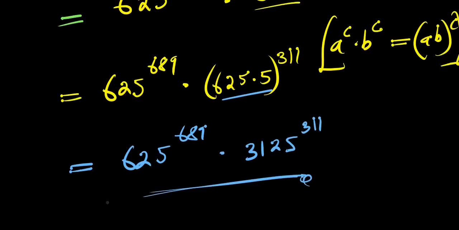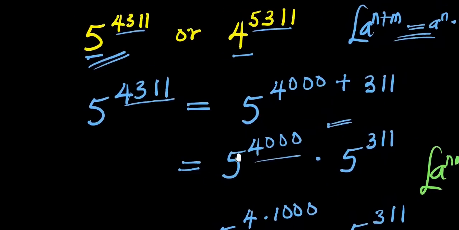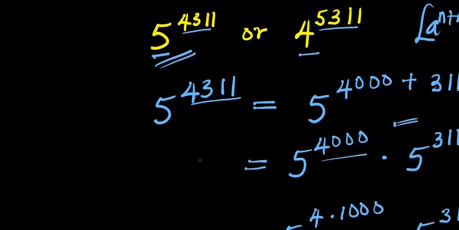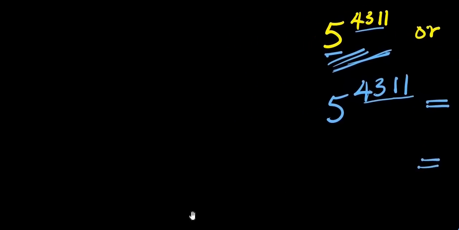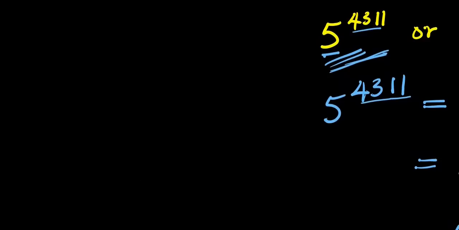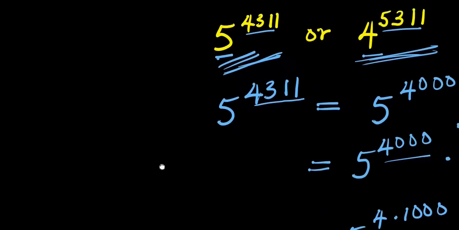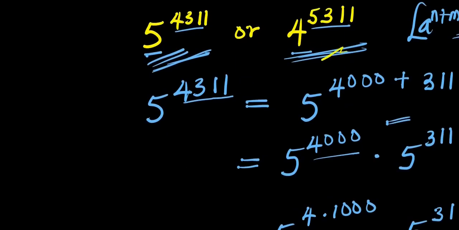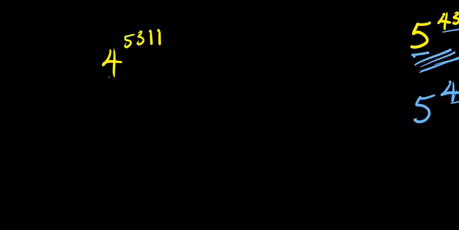Let's stop this one here. So we have just picked out the first number, which is this one here. Now let's also consider this. I'm going to write it down here. This is 4 to the power of 5311. Good. So we are now considering the second number here. Remember, we were comparing, so we are considering this number right now.